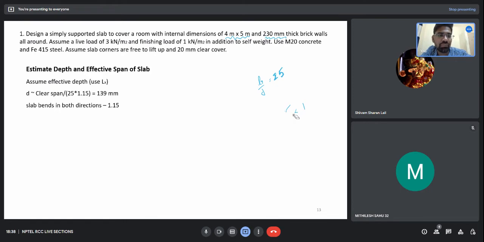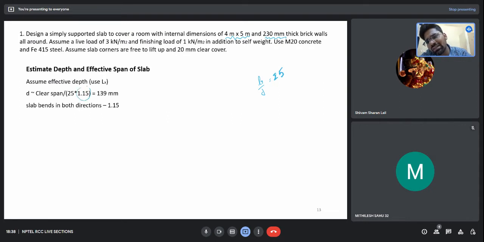So this is a two-way slab, and two-way slabs are safer than the one-way slab because they are deflecting in both directions. So now I am applying a factor of 1.15, because the depth we can reduce if it deflects in both directions, if we are allowing the deflection in both directions.